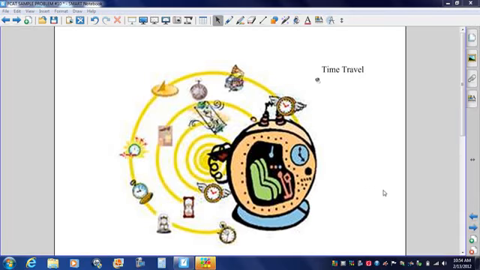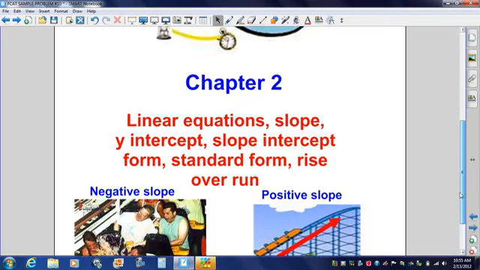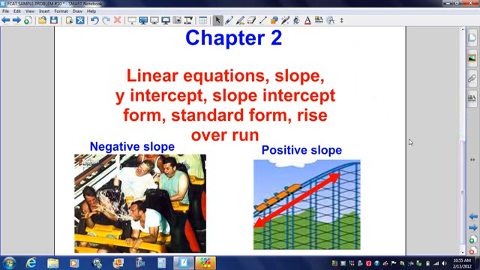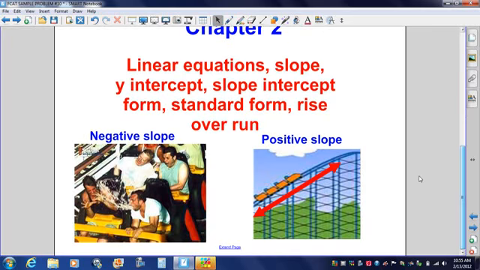All right, before we green light the problem, let's jump in our time machine and travel back in time to chapter 2. Strap yourself in, it's going to be a crazy ride. We've arrived back at chapter 2. Nice. We talked about linear equations, slope, y-intercept, slope-intercept form, standard form, rise over run, and our infamous negative slope, nice, and our positive slope. Boy, so many points on the screen there, I can't even keep track of them.